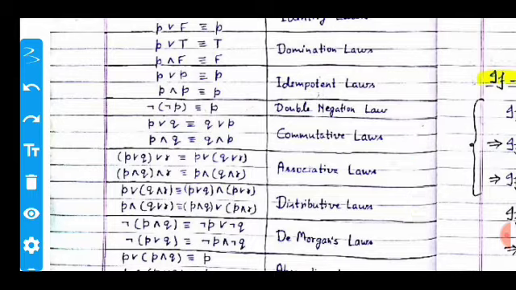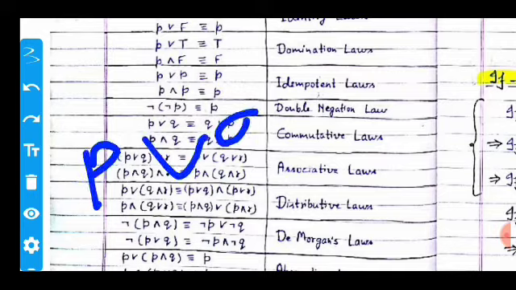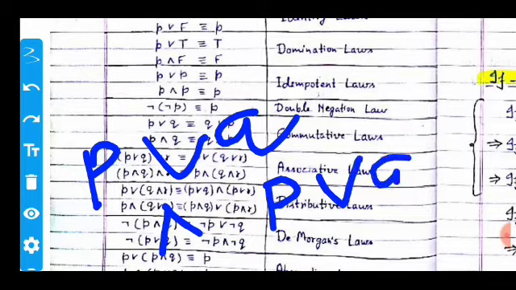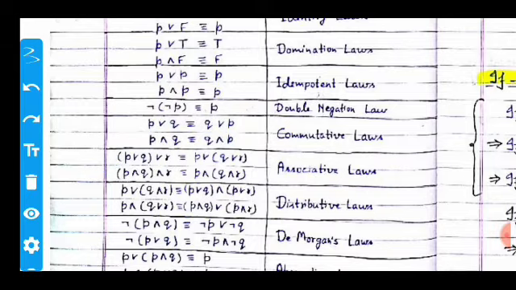Distributive law. The distributive law is based on the distribution of any statement. Meaning P and (Q or R) is equivalent to one expression P and Q, and second one P and R, combined with or. So it logically distributes the value.